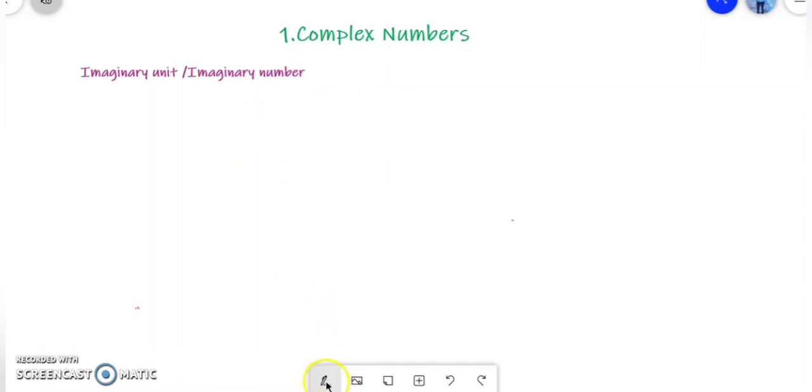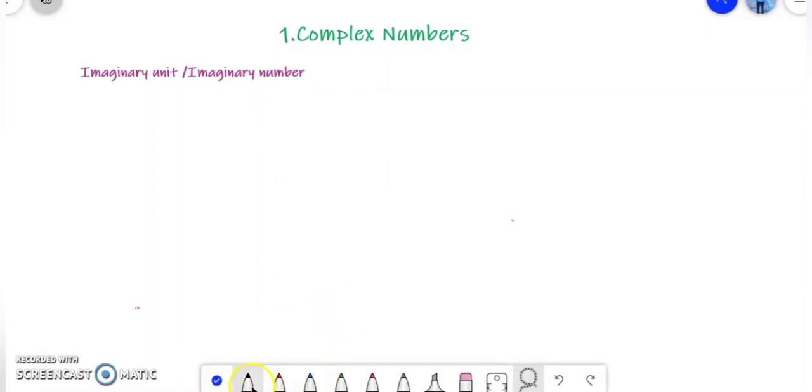I'll ask you a few questions. For example, you know the square root of 9. The square roots of 9 are minus 3 and plus 3. Both of these are square roots of 9. Or even the square root of 4. The square roots of 4 are minus 2 and plus 2. There are two square roots of every real number, except for 0. The square root of 0 is obviously 0.